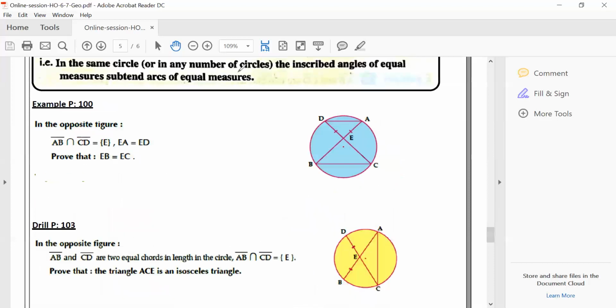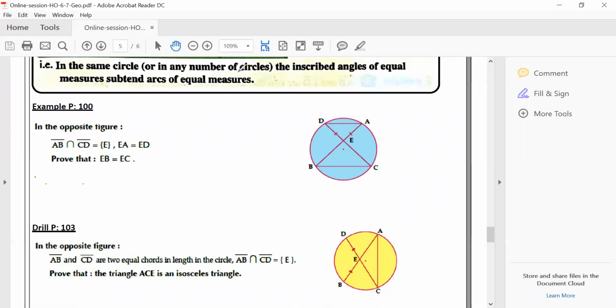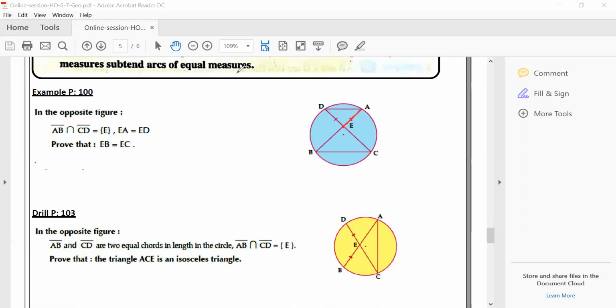Here I have an example in the opposite figure. AB intersects CD at point E. EA equals DE. I want to prove that EB equals EC. At the beginning, when I see any isosceles triangle, I will say that measure D equals measure A. This is the first point. If I name them 1 and 2, so measure angle 1 equals measure angle 2.